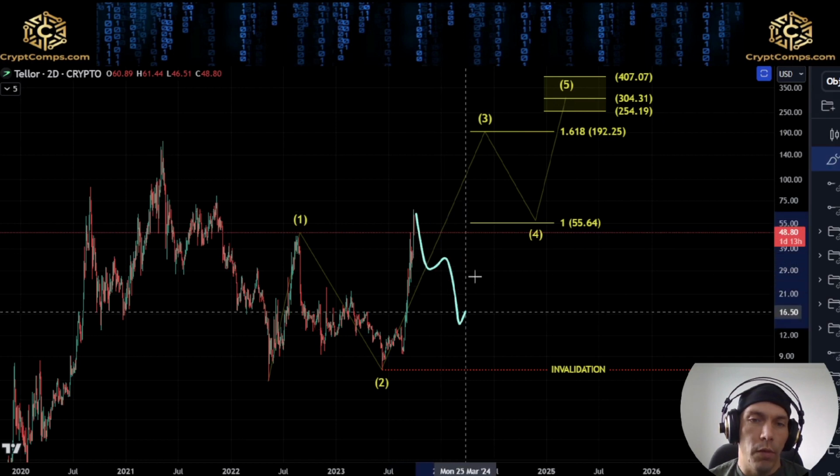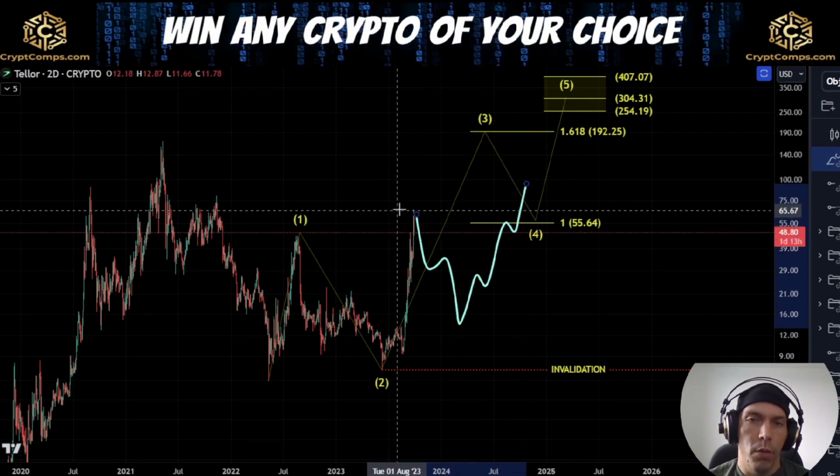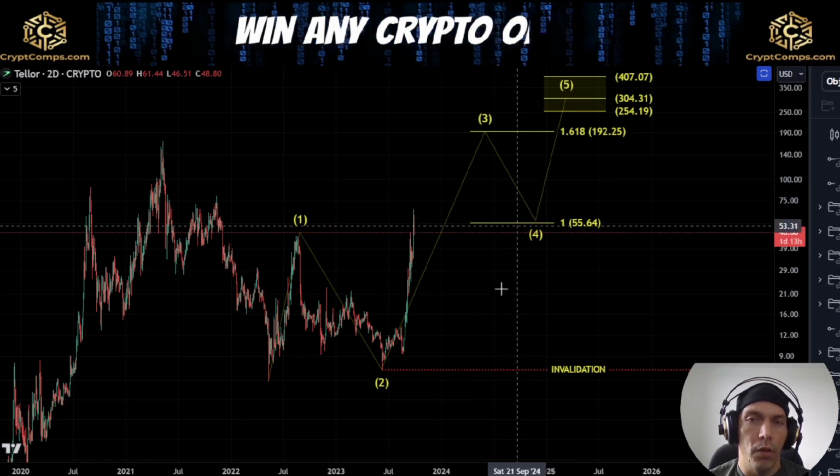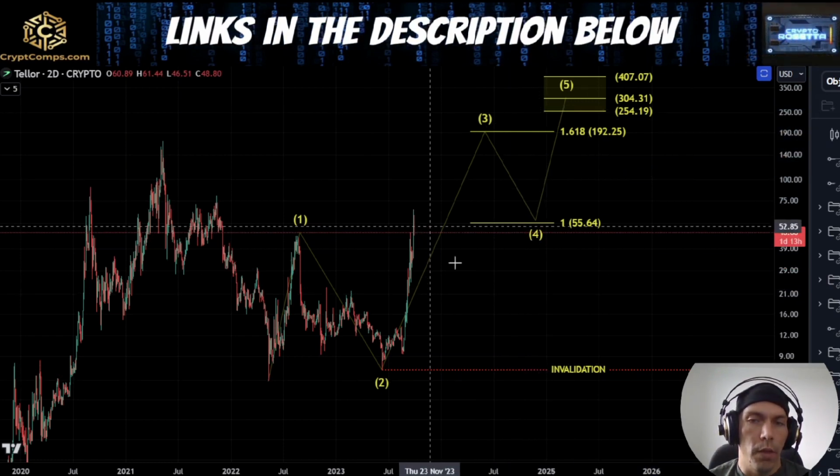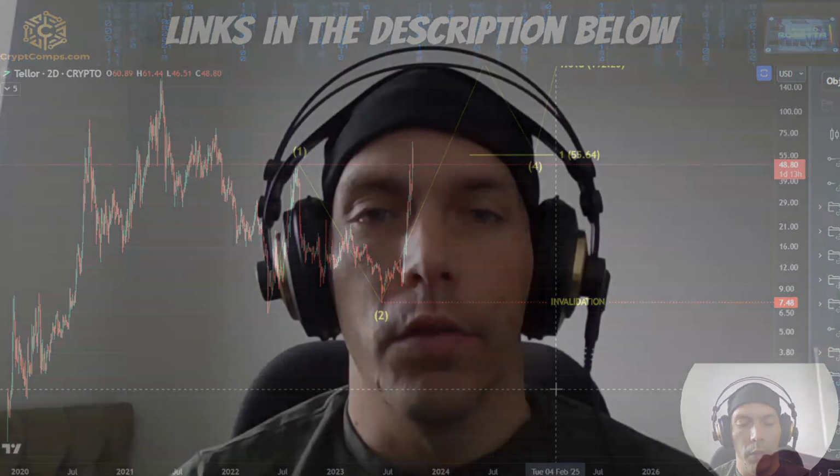If we just get 3 waves up and we start to develop a 5-wave structure, which starts to take this high, then we could potentially be looking for this rally in this 3rd wave. If we fail to do so, then the likelihood is still to the downside. So I'm going to leave the video there.